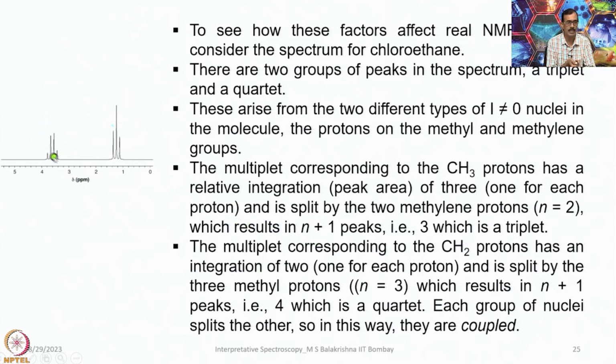The multiplet corresponding to CH2 has an integration of 2. This entire integration corresponds to 2 protons, but it is split into 4 with an intensity ratio of 1:3:3:1 because of N+1, since 3 protons are there, 3 plus 1, 4. So the methyl protons are split into a triplet, and the methylene protons are split into a quartet.